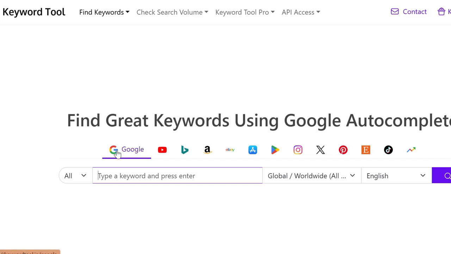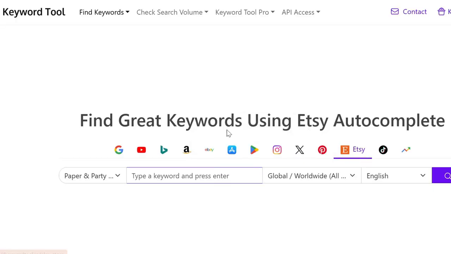But it doesn't only do Etsy, it does Google, YouTube, Bing, Amazon. It does Instagram, TikTok, X. So let me show you what it does. So we're going to click the Etsy platform. We want it to go through the Etsy platform, and we're going to just go with invitations again.